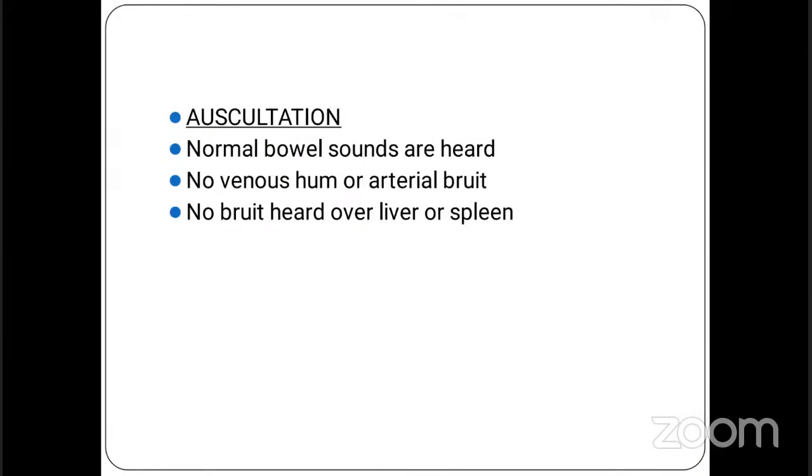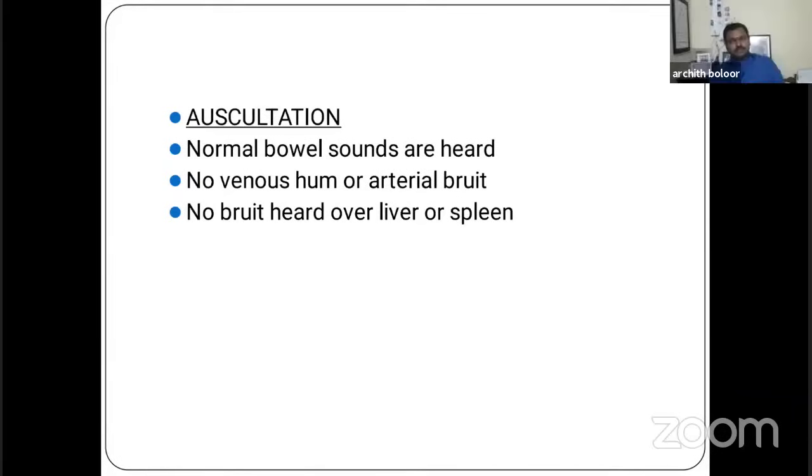Auscultation. Normal bowel sounds are heard, no venous hum or arterial bruit, no bruit heard over the liver or the spleen. It's very important. When there is such a big liver, you will have to auscultate for a bruit on the liver.